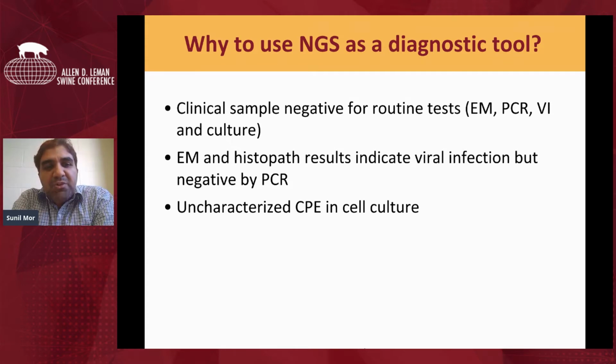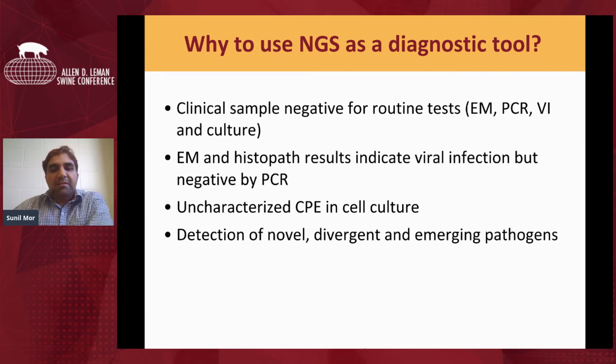Second, if EM or histopath indicate some viral etiology and it's negative by PCR test or virus isolation. Sometimes we see an uncharacterized CPE in the cell culture. So the virus is growing, but it's negative with our usual tests. NGS can help to characterize this unusual virus. And then obviously detection of novel, divergent, emerging pathogens, such as SARS-CoV-2 as the recent example, where NGS helps to characterize fully.